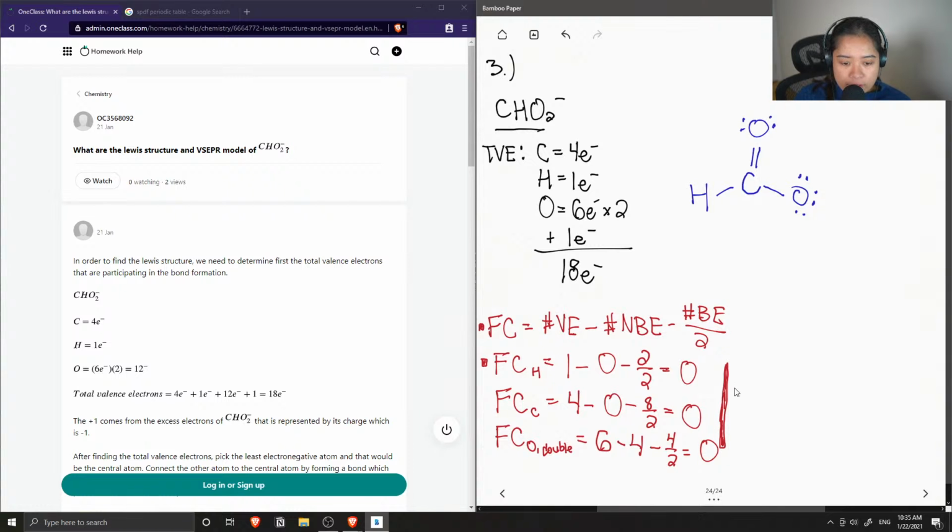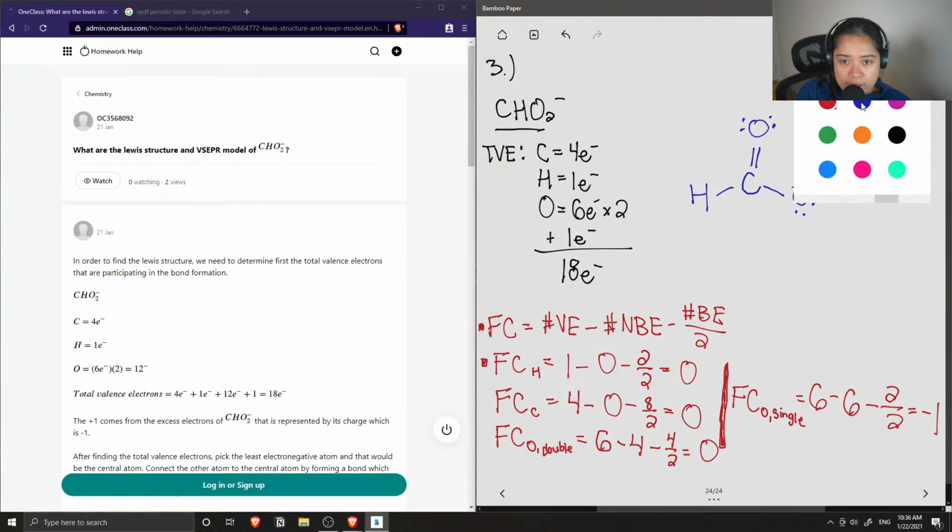So now let's do the single bonded oxygen. Oxygen has 6 valence electrons, and there are 6 non-bonding electrons, and there's 1 bond to the oxygen, so we have 2 bonding electrons divided by 2. So we can see here that this oxygen will carry the negative charge. So I'll just label that in.